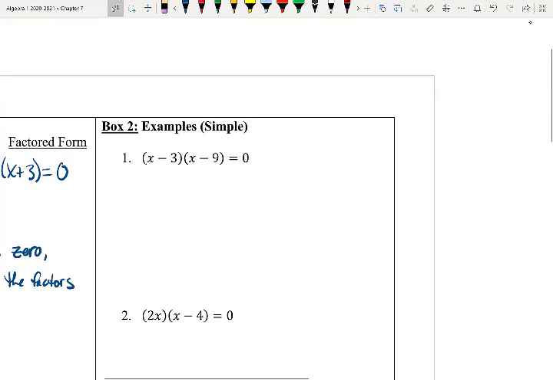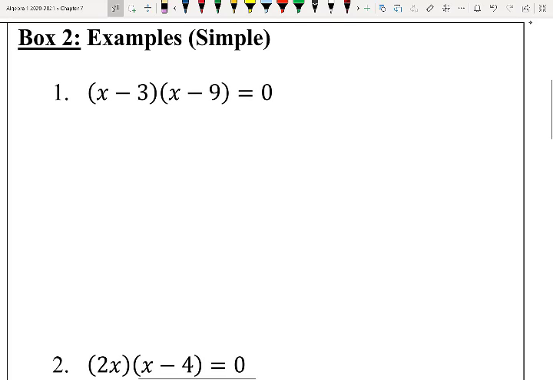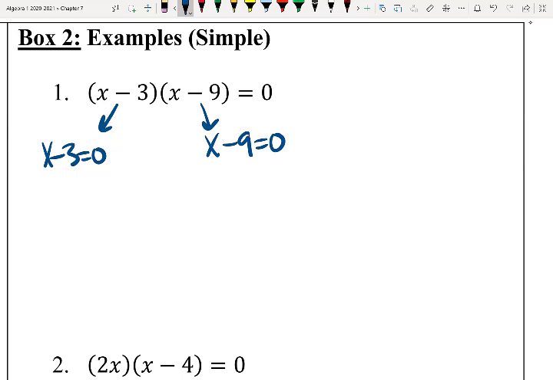So if we hop over into box 2, which has some simple examples, for number 1 we're given x minus 3 times x minus 9 equals 0. The only way that's going to be true is if either x minus 3 equals 0, or x minus 9 equals 0. Once we have those two equations set up, we're just going to solve each of them independently.